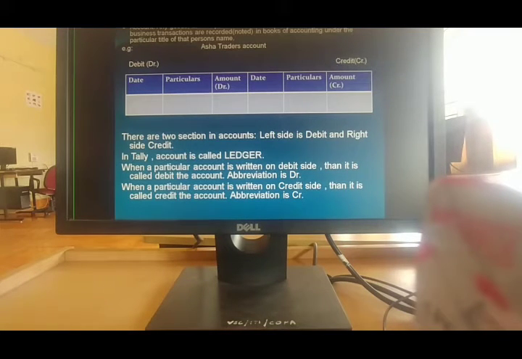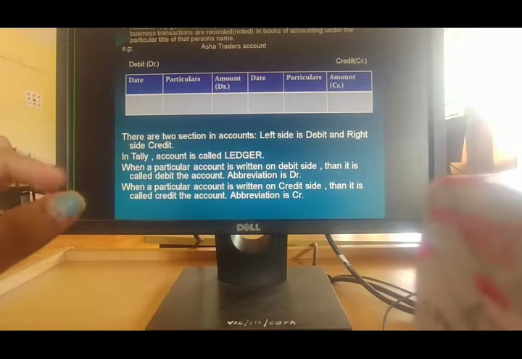In the previous clip, I told you about what is meant by an account, and what the types of accounts are. Now, all these accounts, whether personal, real, or nominal, how are they written into the accounting book? It is shown over here.